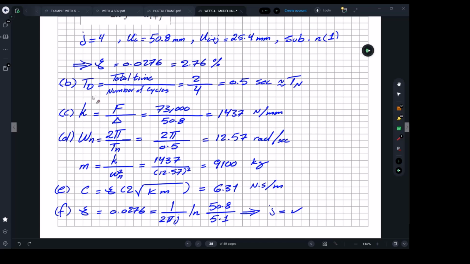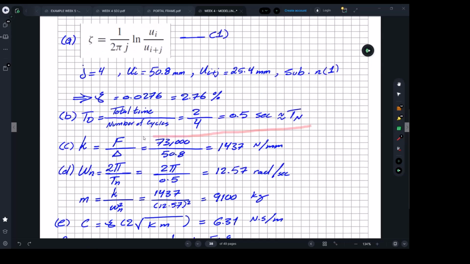The damped natural period is just the total time over the number of cycles. Very easy, you got it there. And we said it's approximately equal to the natural period. Can someone tell me why I made this decision? Why did I say the natural time period is the same as the damped time period? Can someone answer?